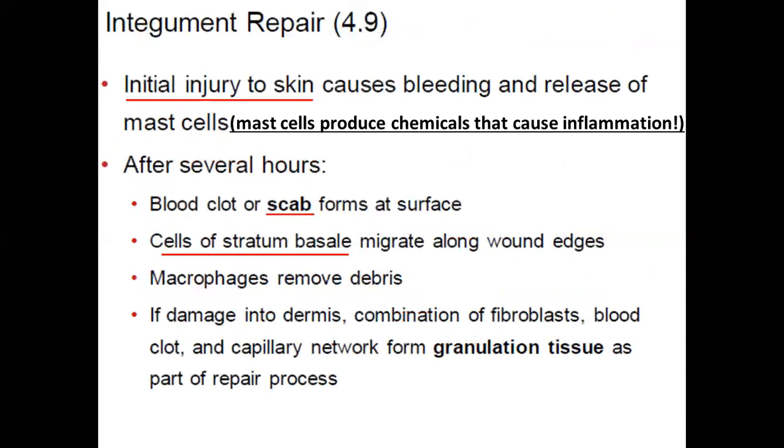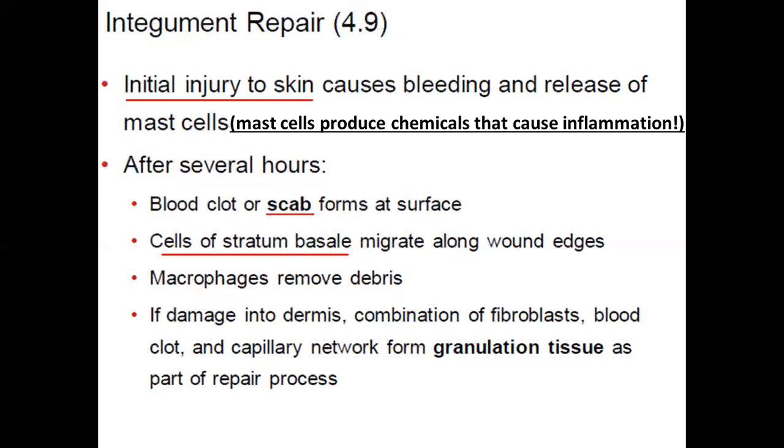And then integument repair. So injury to skin causes basically bleeding and then release of a cell called a mast cell. Mast cells produce chemicals that cause inflammation. Inflammation is good in your body. It's supposed to isolate the injury, but also recruit other cells to the site of infection. So after several hours, you get a blood clot or a scab that forms at the surface. You're not supposed to pick those off.